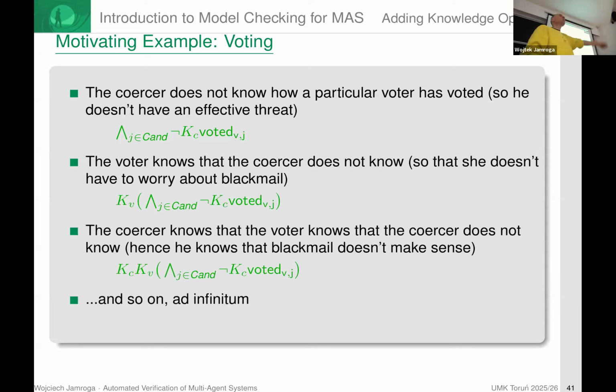And if we want to have it ad infinitum, we just move to common knowledge. We say that it is common knowledge among these two agents that the coercer does not know how the voter has voted.